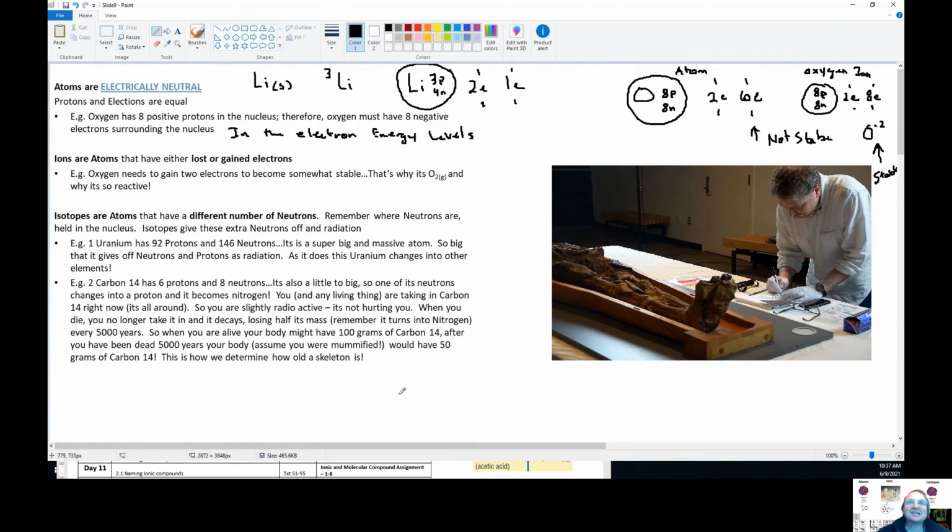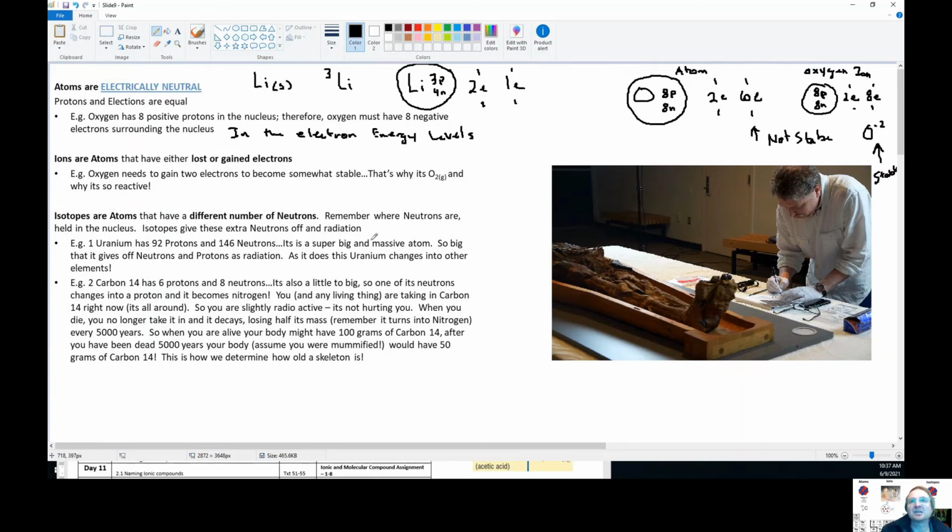So that's ions. Isotopes are atoms as well. They have a different number of neutrons. So we've seen some examples. Uranium, find that one on our periodic table, number 92, way down at the bottom, more to the bottom left. It's got a mass of 238, so therefore it's got 146 neutrons. Yeah, let's draw this one, right? That's huge. It's a super big and massive atom, so big it gives off neutrons and protons as radiation.